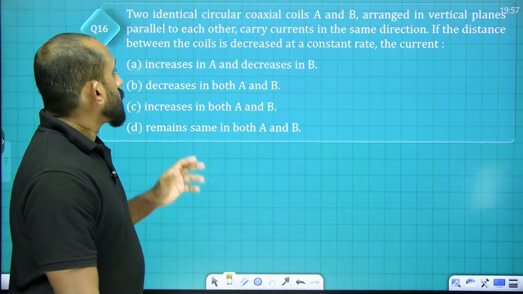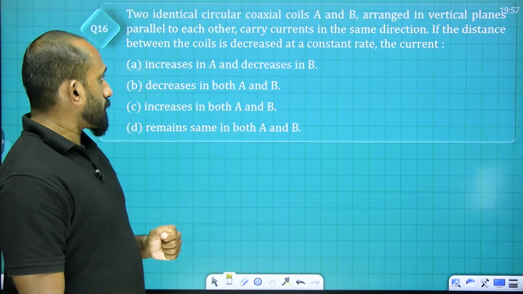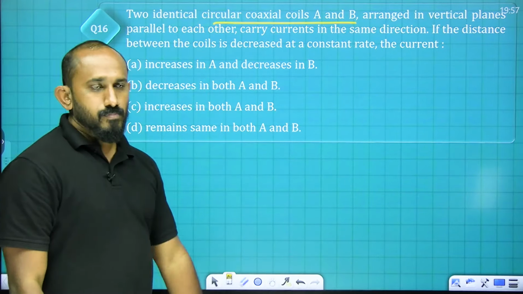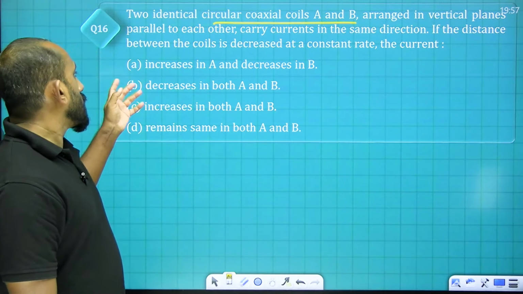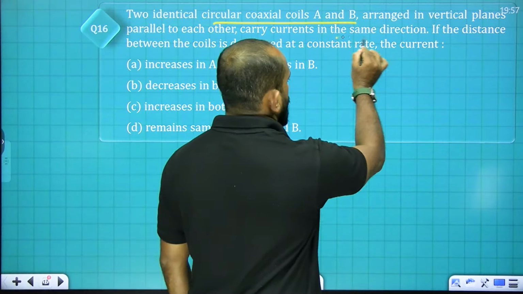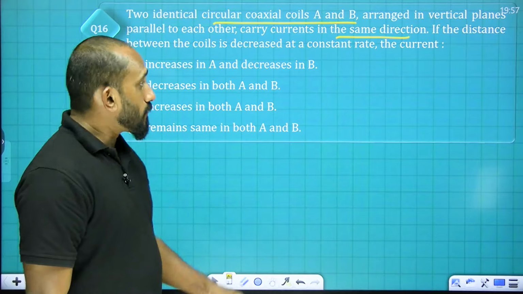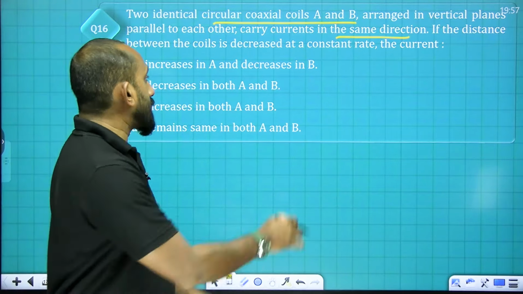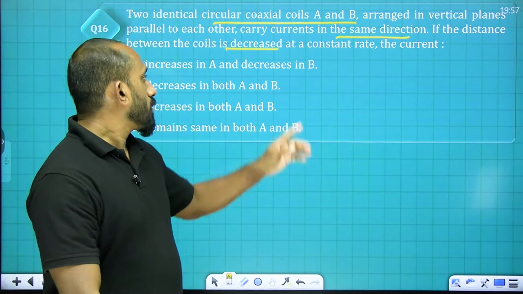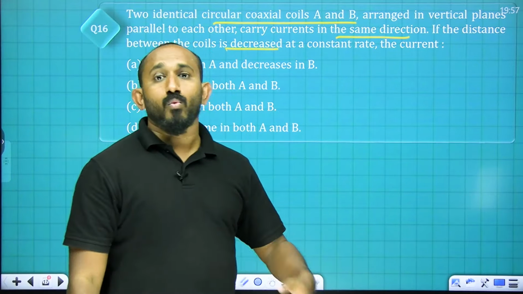Two identical circular coaxial coils A and B, arranged in vertical planes perpendicular to each other, carry currents in the same direction. If the distance between the coils is decreased at a constant rate, then what happens to the current?